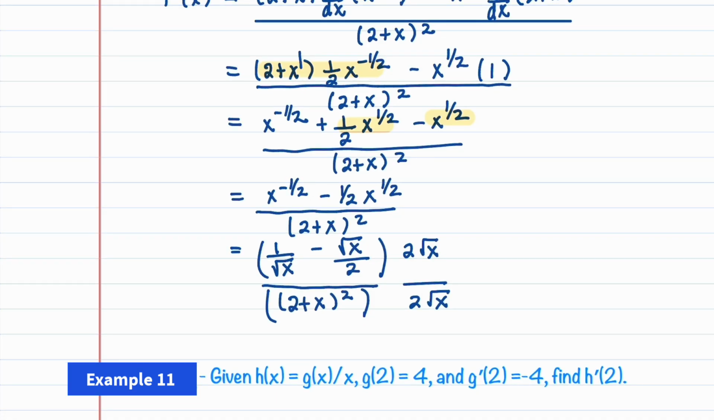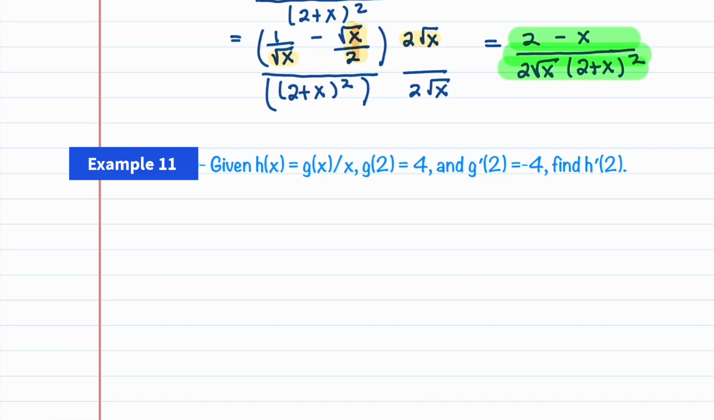Our first term is going to be 2 root x divided by root x, and that is going to be 2. And then we have 2 root x times root x divided by 2. The square roots are going to combine, and we're going to get an x, so we have a minus x. And then the 2's cancel, which is really nice. And in our denominator, I'm going to pull the 2 root x out in front, and then multiply this by 2 plus x quantity squared. And there is our derivative.